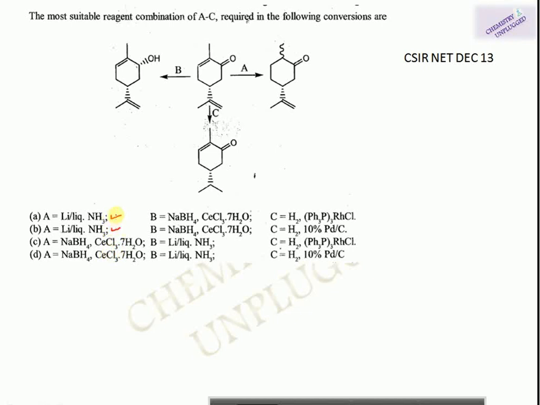Next is B. B is sodium borohydride and cerium chloride. It reduces C=O without affecting this double bond. The alpha beta unsaturated double bond is unaffected, and only the carbonyl is reduced to OH. Now third is the reduction of this double bond, where only the ring double bond is not reduced. It can only be done by Wilkinson catalyst. We have discussed it. So option A will be the correct answer.